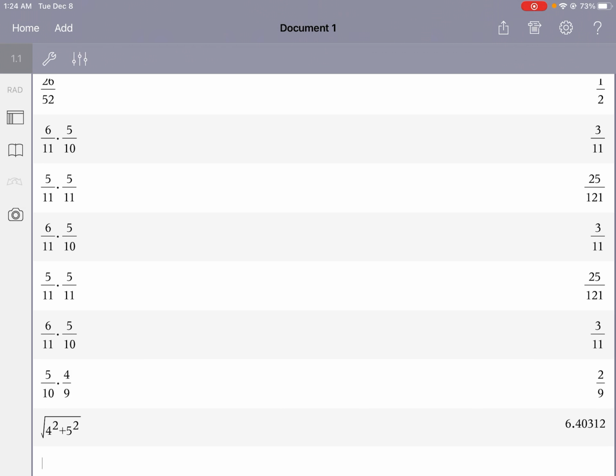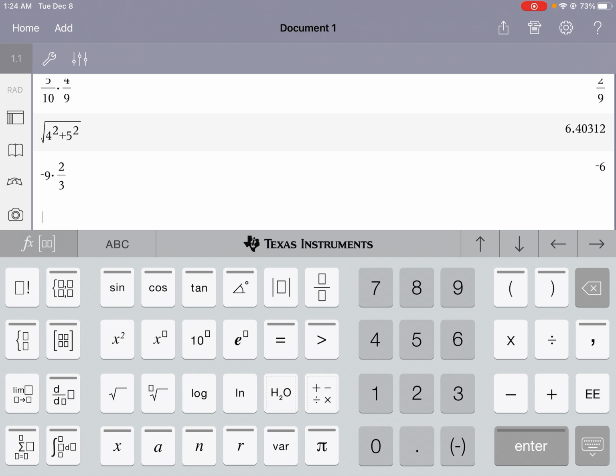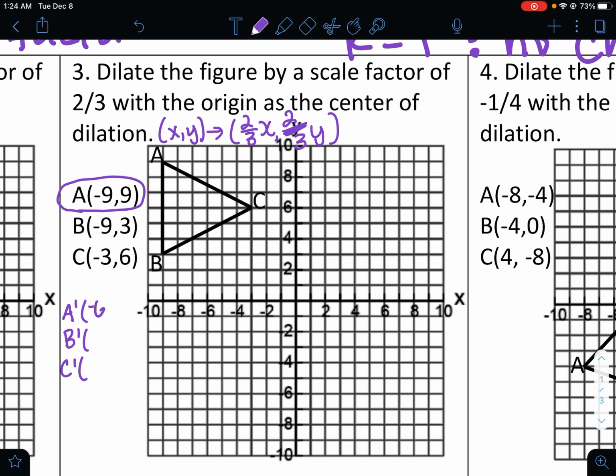Okay, so first we would have -9, and then we want to multiply that by 2/3. And then we get -6. And then, of course, if we did +9 times 2/3, we would get 6. So that was pretty easy. So that's -6 and 6. So again, we already knew that -9 is going to multiply to equal -6 by 2/3.